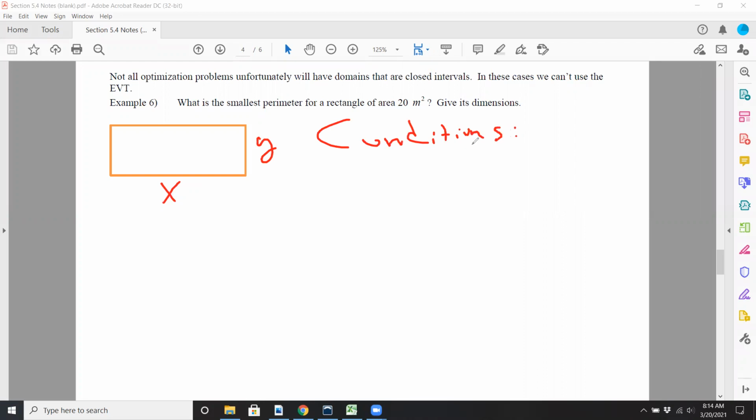So our conditions will be that the area must be 20. Remember, area is length times width, or 20 equals x times y. So that's a condition that we must have. Now here's the problem though. The domain is going to be tricky for x.